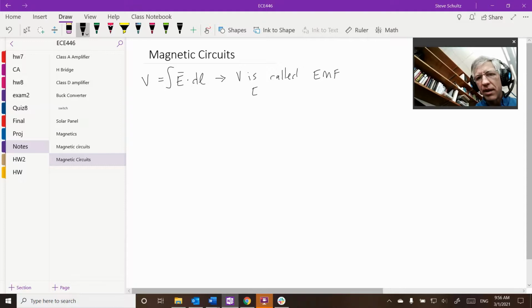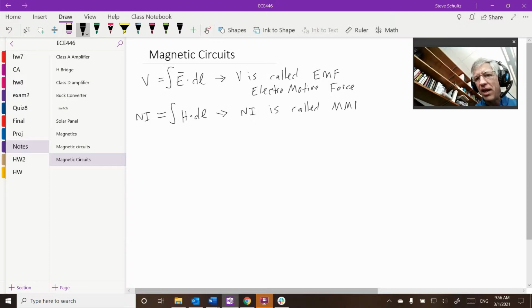EMF, electromotive force. And this is very similar to what we just did, which is H dot dl, which we said was equal to NI. That's Ampere's law. So then NI is called MMF, which is magnetomotive force.